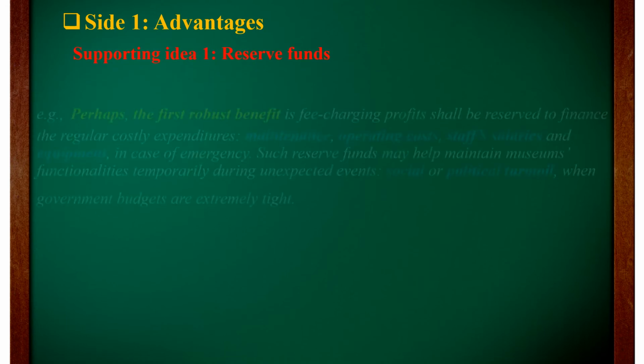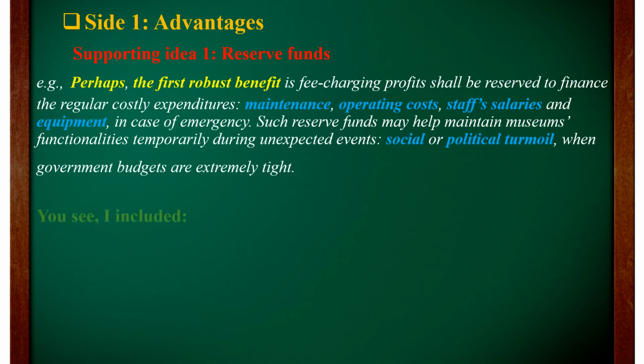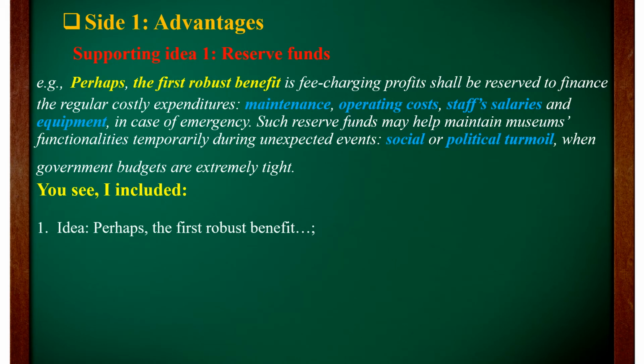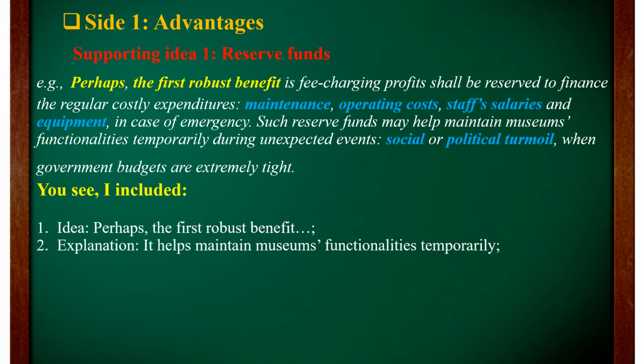The first advantage is reserve fund. Let's have a look at my example. As you see, I first introduce the idea by simply using a clear opening, perhaps the first row was "benefit". This is such a clear message to guide the reader on what I was about to introduce. Then I began to explain why ticket sales may help the museum to survive temporarily during some unexpected event.